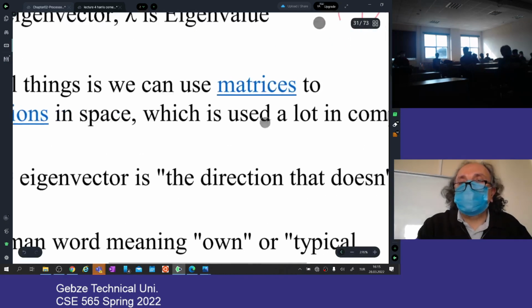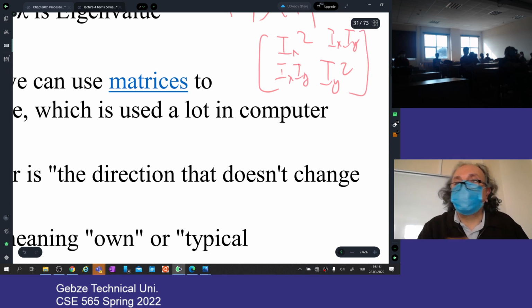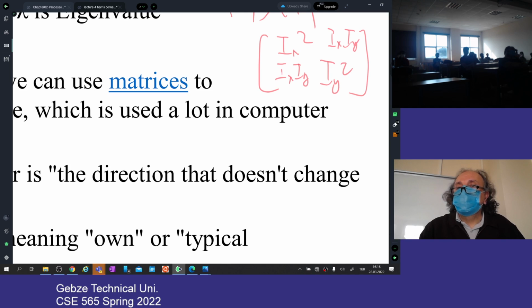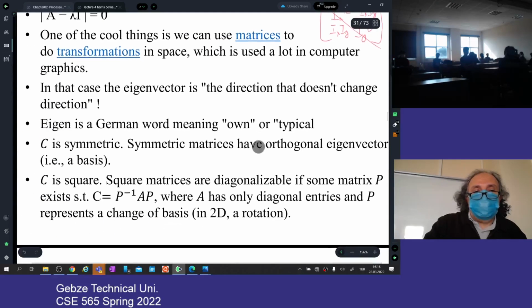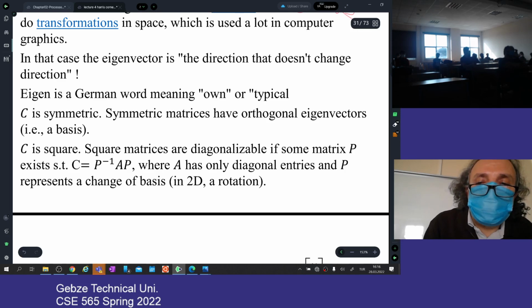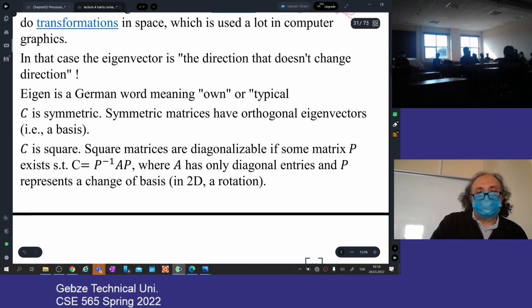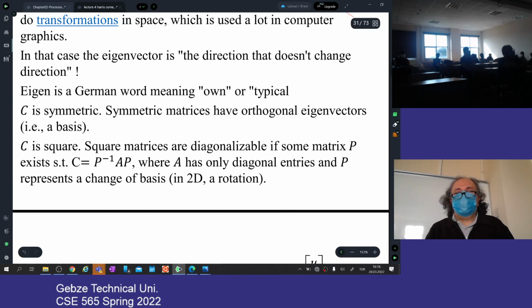Remember that matrix. Our matrix is IX square, IY square, IX, IY, IX, IY. Don't forget this. Is it symmetric? Yes. The answer is, of course, yes, it is symmetric. If C is symmetric and square, it is also diagonalizable if some matrix P exists such that P minus 1 times A times P, where A has only diagonal entries.